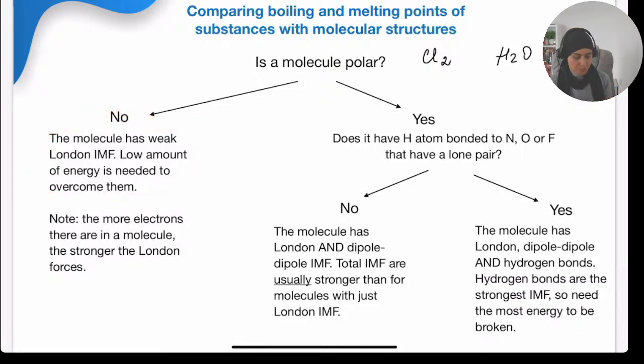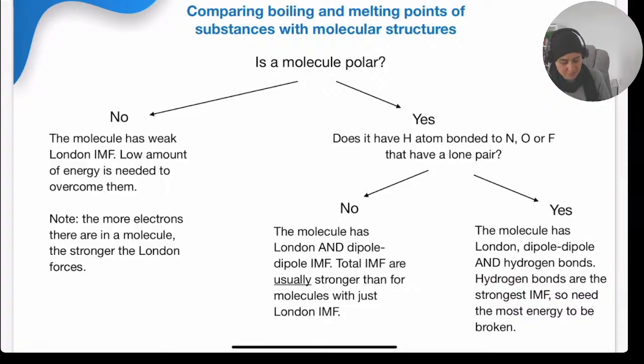Second mark, water, is it polar? Yes. Does it have H bonded to N, O or F? Yes. So water has London, dipole and hydrogen bonds. Hydrogen bonds are the strongest. Yes, so we identified intermolecular forces between Cl2 and H2O. That's one or two marks. And then you compare them. You say hydrogen bonds are stronger than London forces, so more energy is needed to overcome them. That's how you explain it.